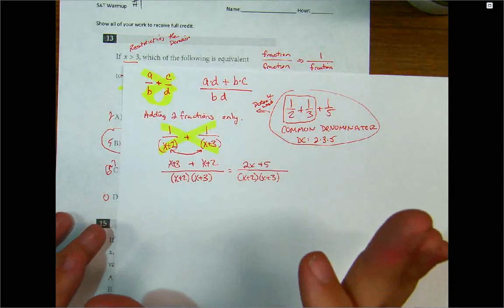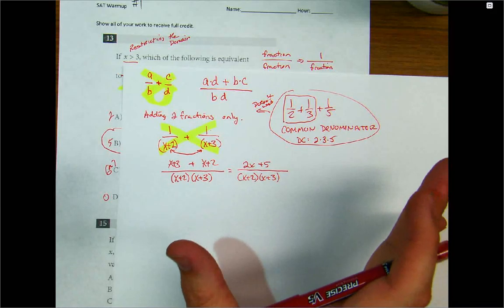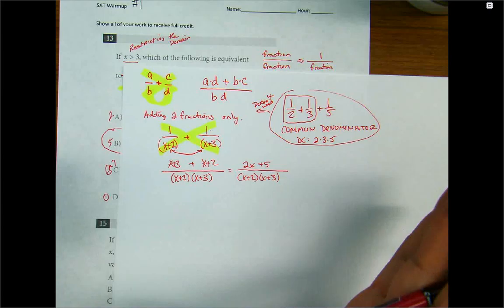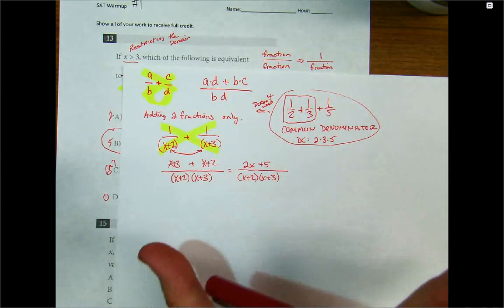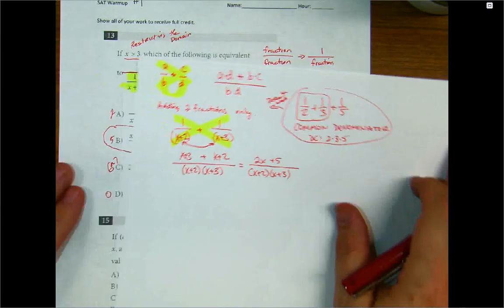If you forget how to do this, remember it's a trick. Mathematical tricks, you don't want to put all your eggs into the trick basket. What you want to do is know how to do this stuff mathematically. Common denominators is where it's at.